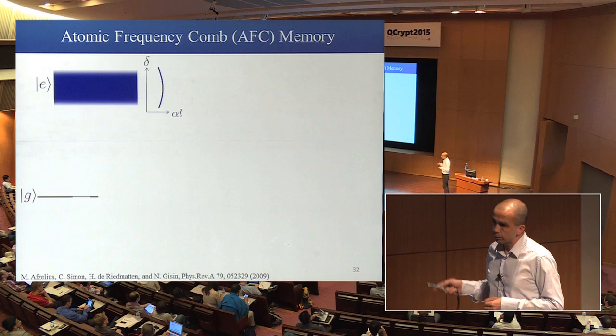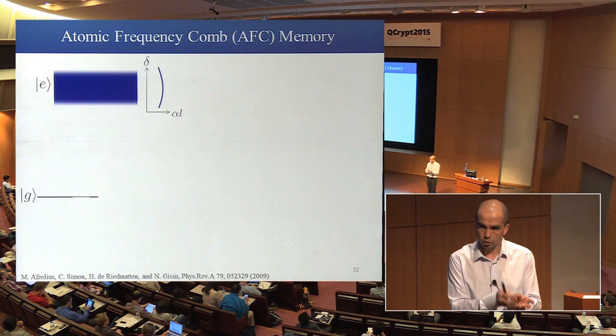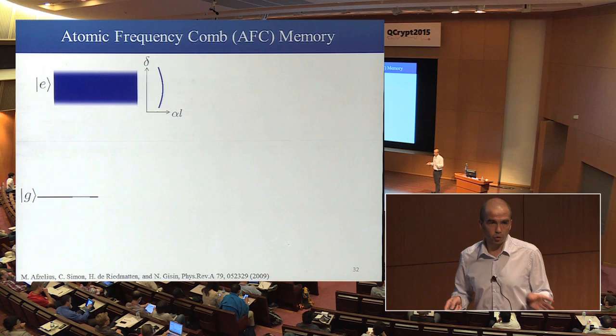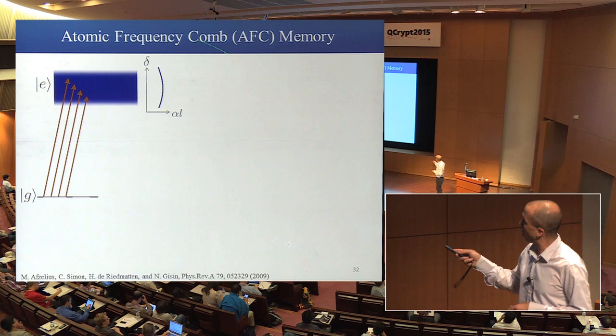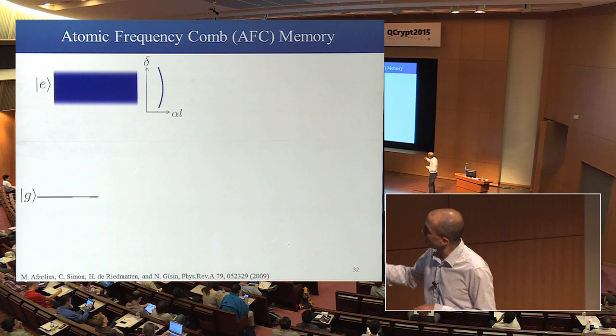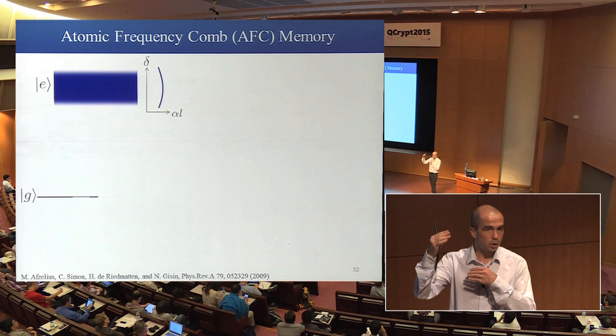This now gives how we can build a source. Now let's see how we can use this rare earth crystal to store quantum light. So I will explain now how the quantum memory, the atomic frequency comb memory, works. Basically, in these rare earth crystals, you have inhomogeneous broadening. So the excited state is inhomogeneously broadened.